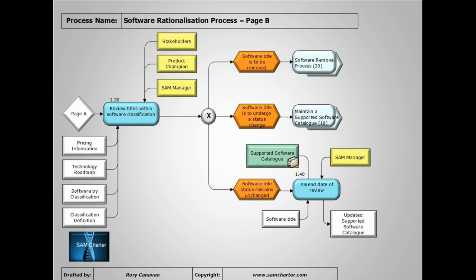So we need to update all of our software with the appropriate status. Now sometimes the status may remain unchanged, in which case we would just amend the date of review. Otherwise we would change the status using the maintain supported software catalogue process, which is number 18, and which is what we discussed last month. Or we would remove the piece of software using the software removal process, which is process number 20, and which, by coincidence, is next week's process of the month.